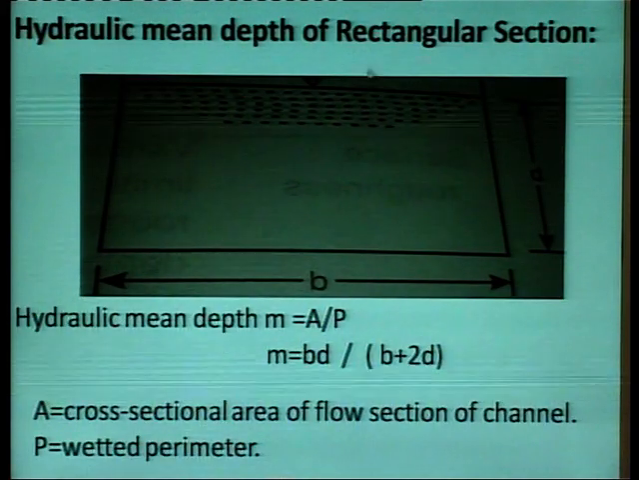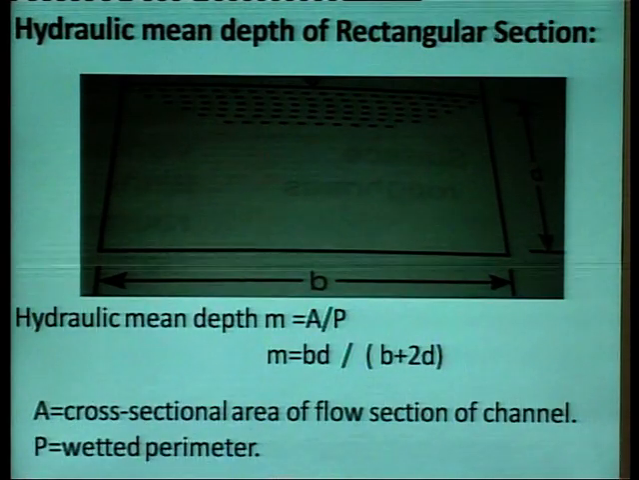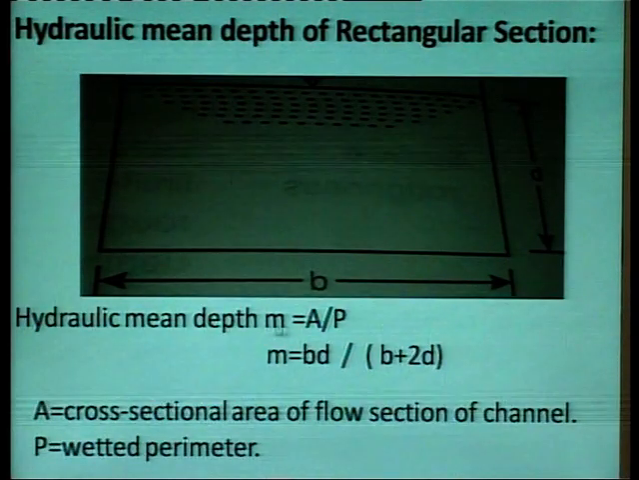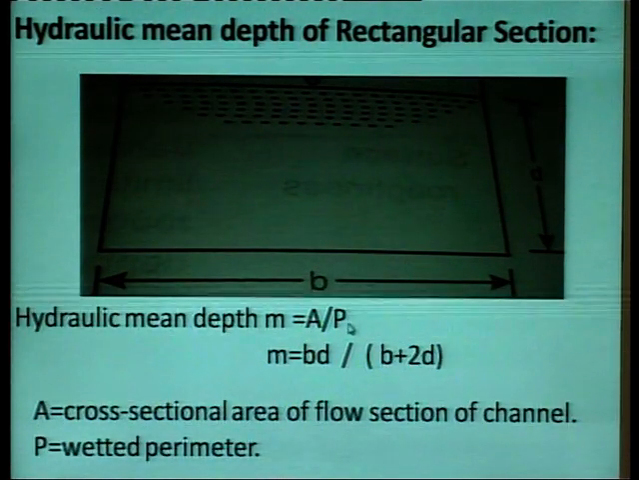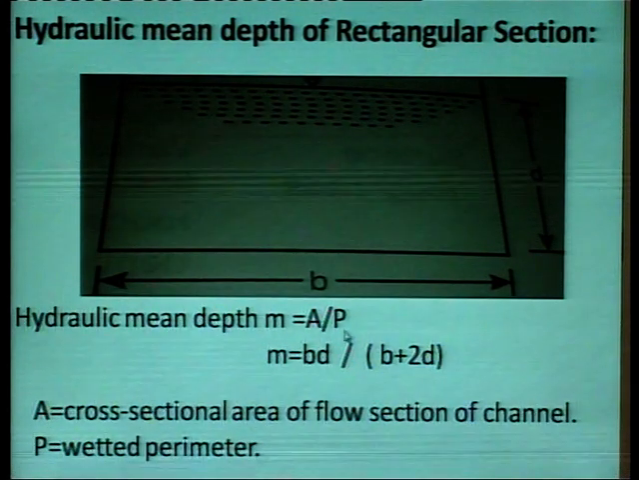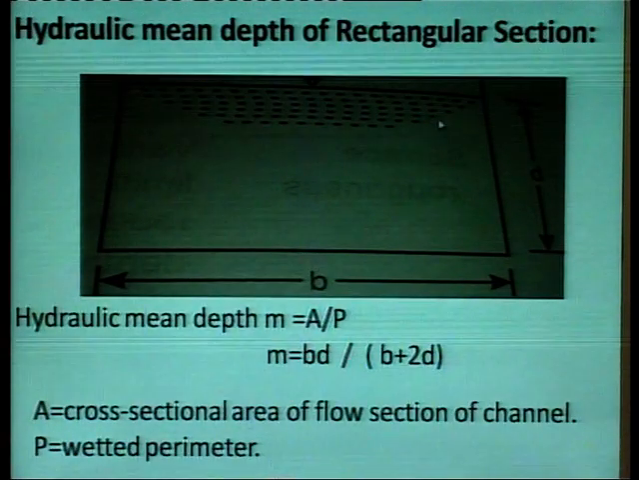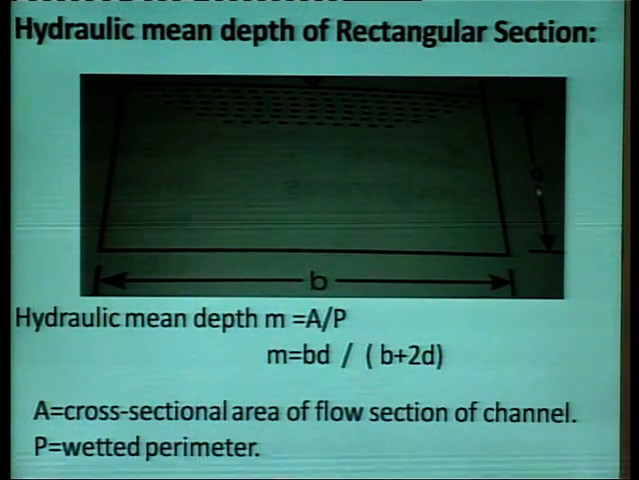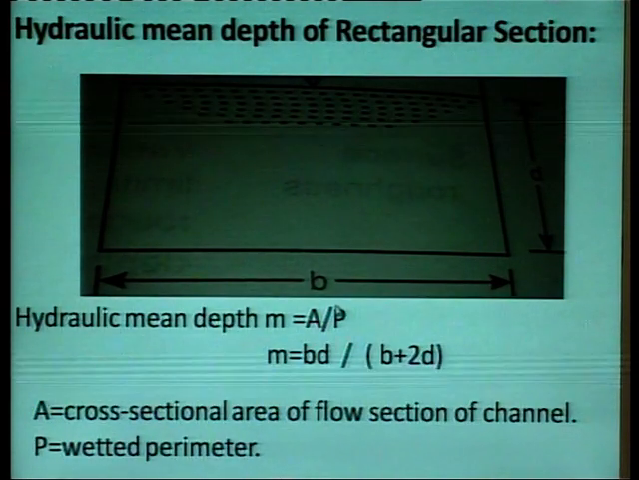First, we are going to discuss a rectangular section. So, hydraulic mean depth, which we represent with small m, is equal to capital A divided by capital P, means the area of the flow divided by wetted perimeter. Now, what is A and what is P in case of a rectangular section? This is the flow in a rectangular section having the width B and the depth D. So, the area of the flow is equal to B into D, divided by the perimeter.